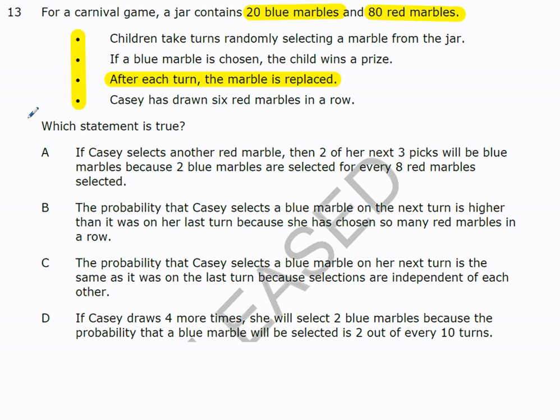All right, so looking at the answer choices here, selection A says, if Casey selects another red marble, then 2 of her next 3 picks will be blue marbles because 2 blue marbles are selected for every 8 red marbles selected.